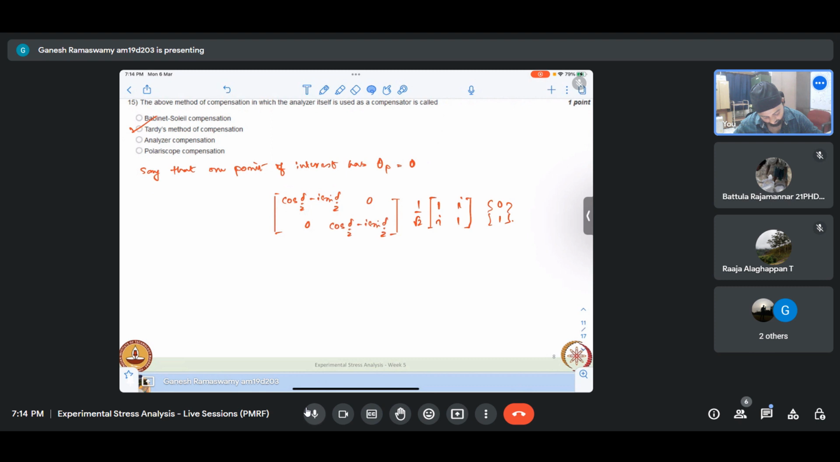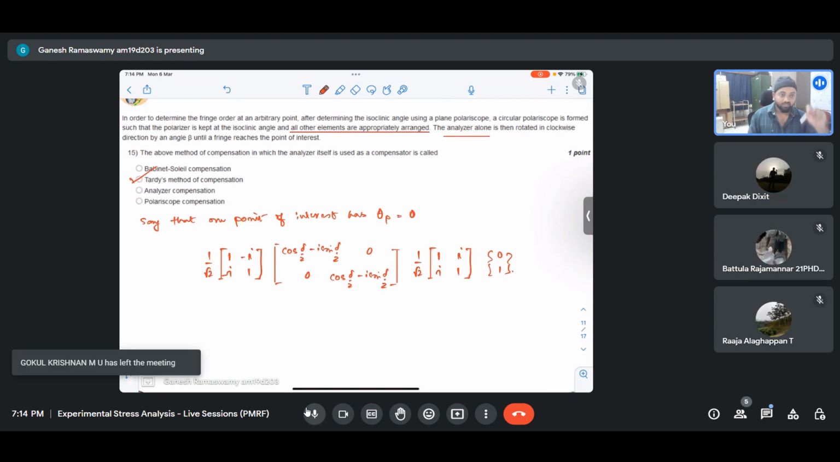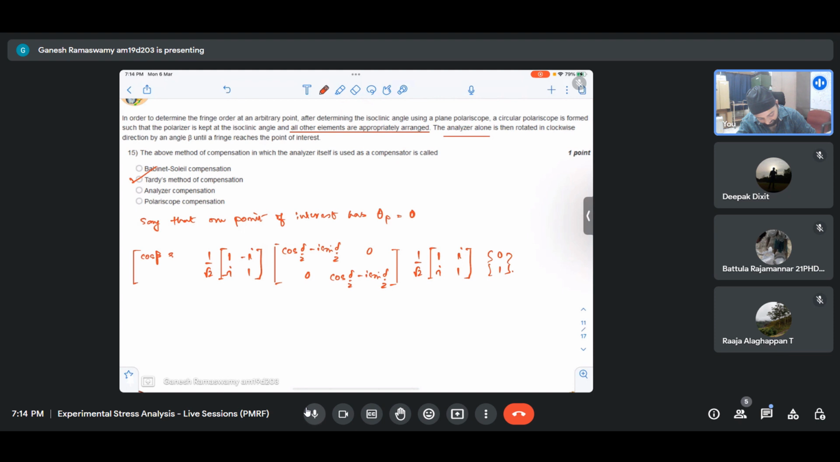Then we have our analyzer. Then we have our second quarter wave plate. Now we have the analyzer. Let us say that I have kept the analyzer, I have rotated that by some beta degrees in the clockwise direction. Now beta in the clockwise implies that it is minus beta. So if I were to bring it back to the original, I'll have to do that transformation. So it is nothing but cos beta, sine of minus beta, minus sine of minus beta, and cos beta.